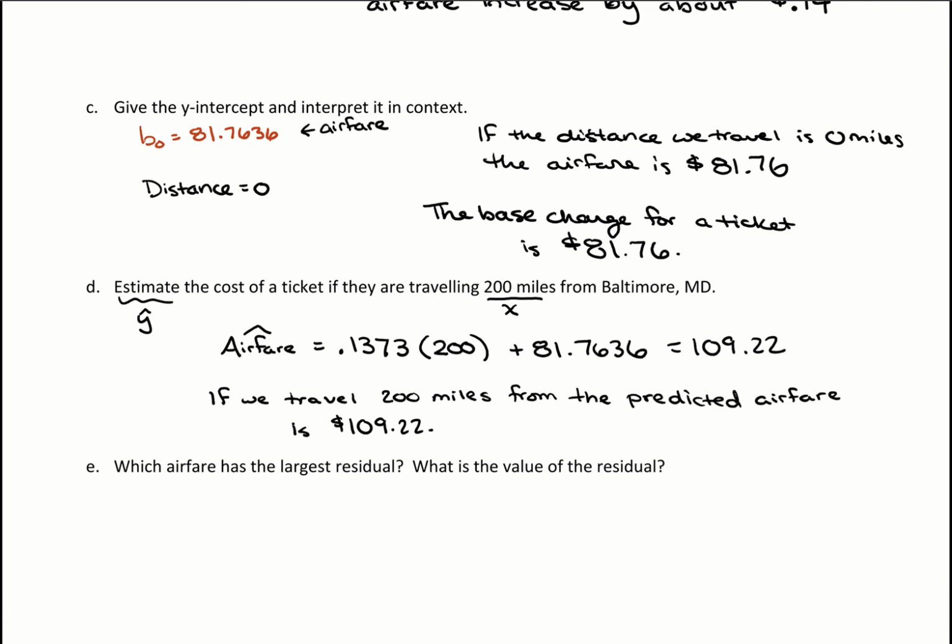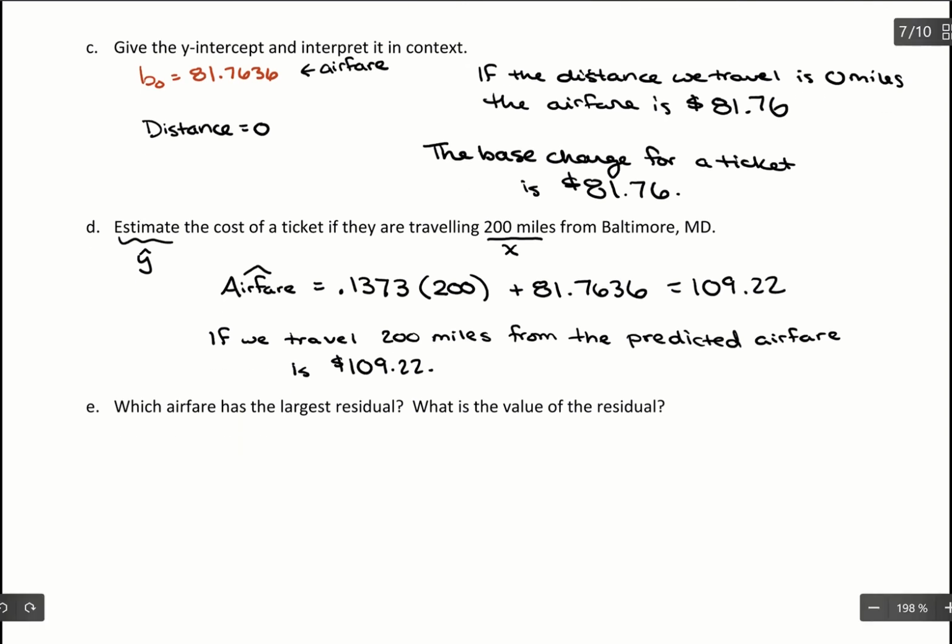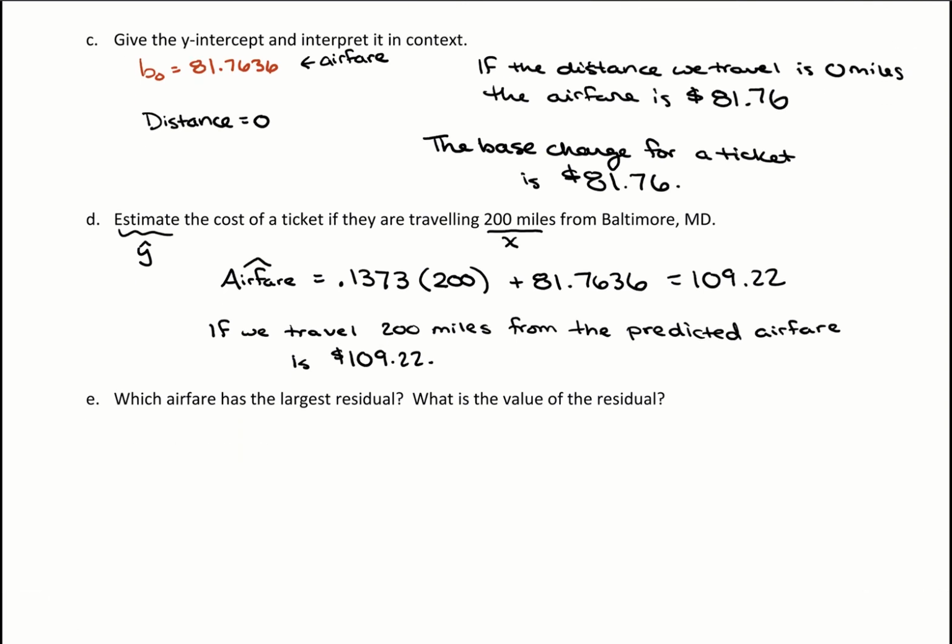So in plugging in values for X, it's best to use that function in GeoGebra so we can get an exact answer out. Then, which airfare has the largest residual? And to see this, we could look at the scatter plot, and what it would look like is the value that is farthest from the line.